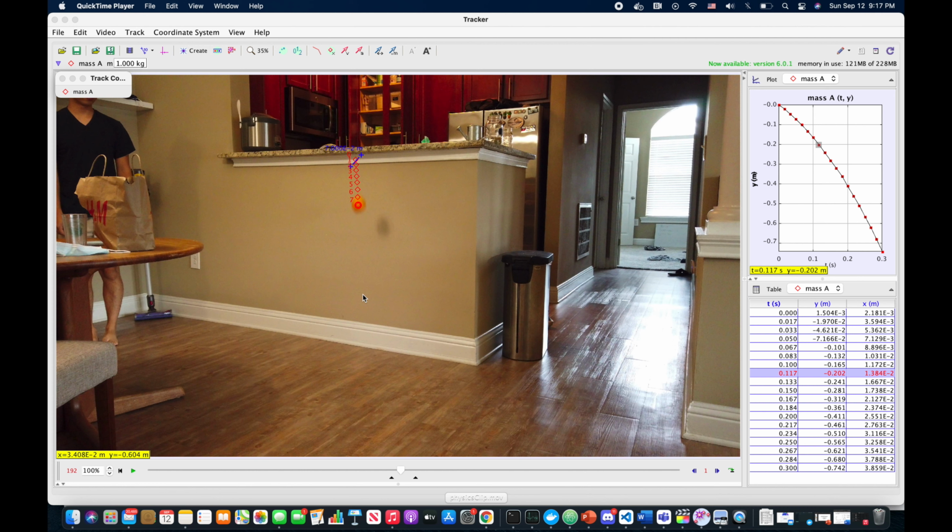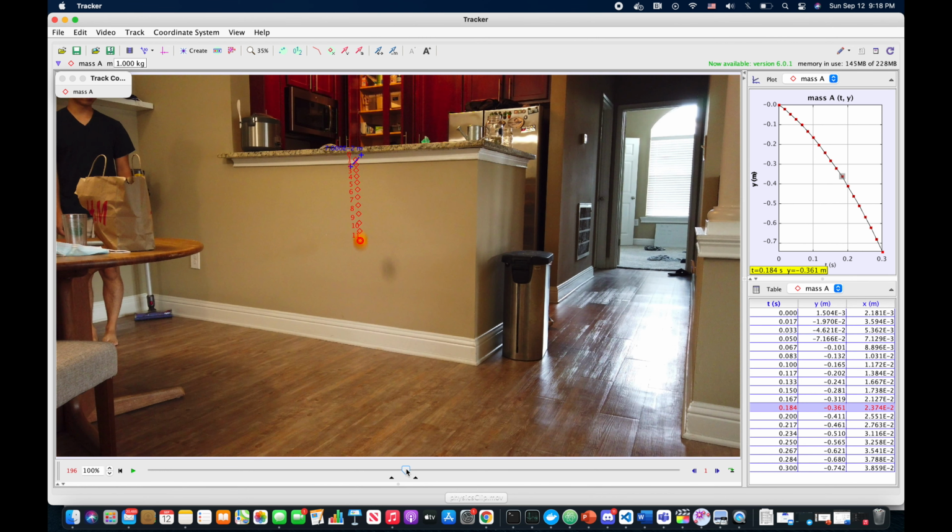This is Tracker. This is what we use to create our real world model. So in the intro, you saw the orange actually jumping up the counter. This is the actual video. The orange jumping up the counter is just this video in reverse.